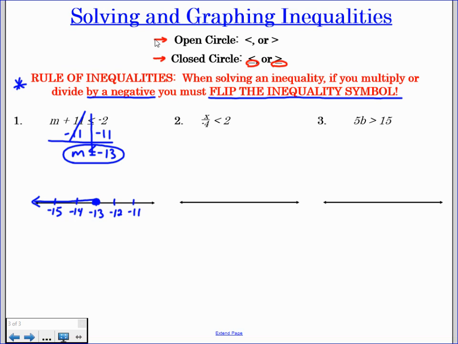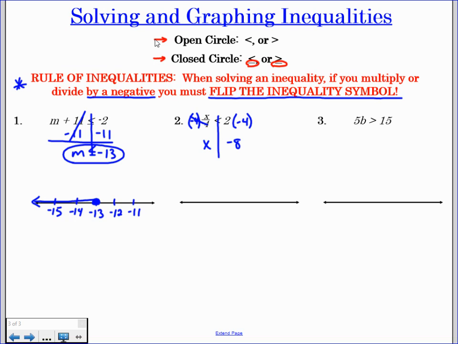Okay. Number two, x divided by negative 4 is less than 2. So again, got to isolate the variable. Just treat this like you would an equation. Got to get rid of that negative 4, so I need to multiply by that negative 4. It's going to cancel out my negative 4. It's going to give me my variable by itself. That's going to leave me with negative 8 over here. 2 times negative 4 is negative 8.